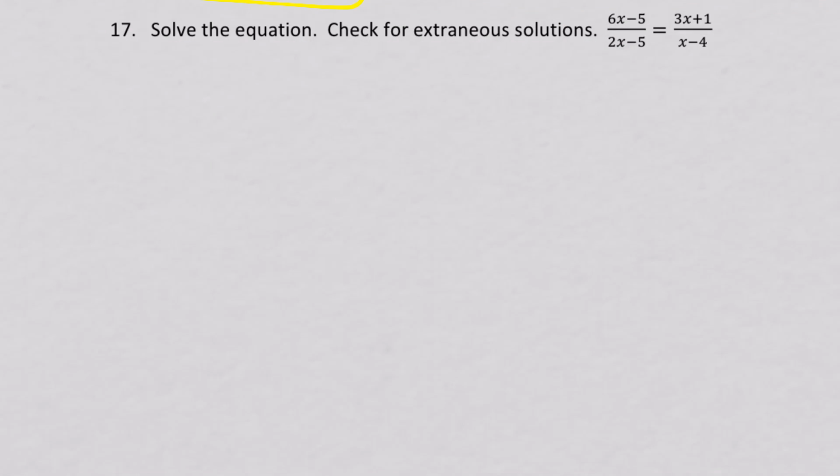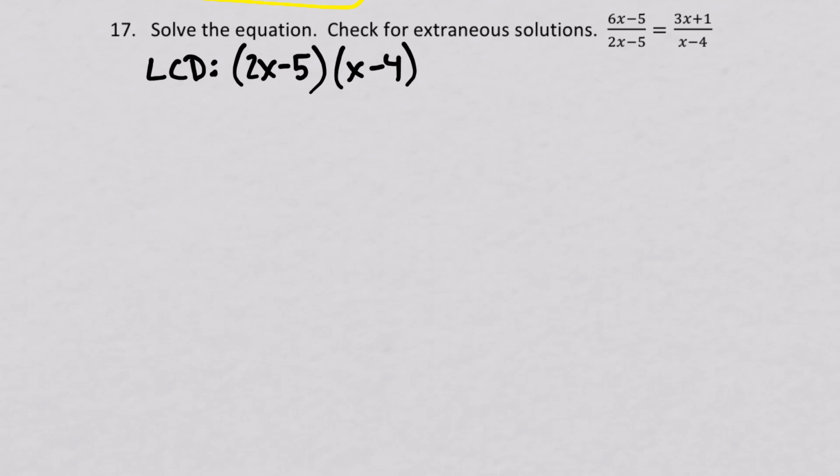All right, 17, solve the equation, check for extraneous solutions. 6x minus 5 over 2x minus 5 equals 3x plus 1 over x minus 4. First thing I'm going to do is find the LCD. Factor as much as you can. There's nothing to factor here. So the LCD is basically 2x minus 5, which is the denominator of the first fraction, times x minus 4, which is the denominator of the second fraction.